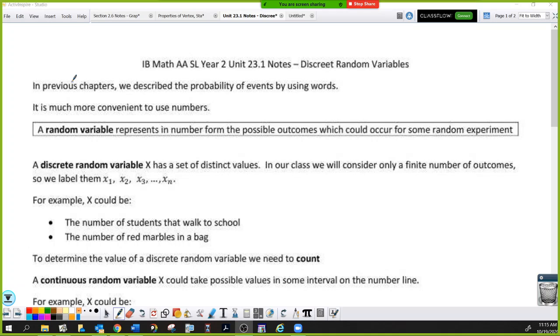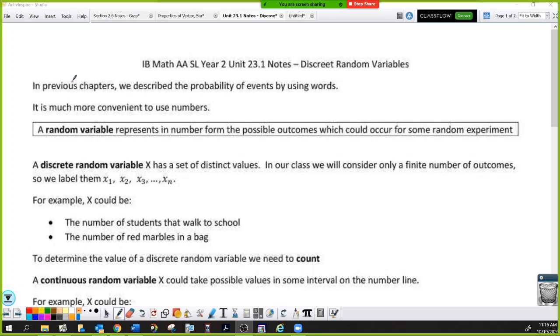When I was writing P of, and I was having to write words in those parentheses, I was like, gosh, it's so much easier with symbols than it is with words. It's much more convenient to use numbers or symbols, and that's what we're going to start doing. So a random variable represents in number form the possible outcomes which could occur for some random experiment.